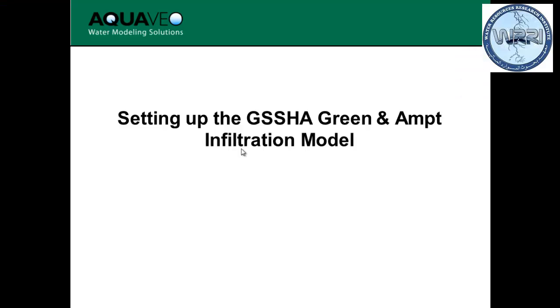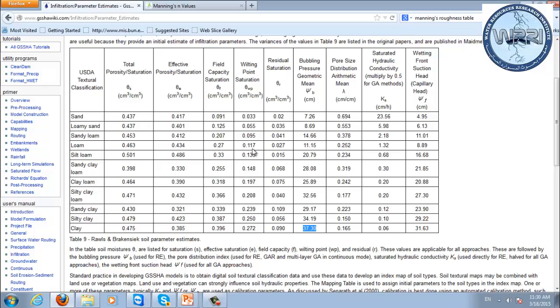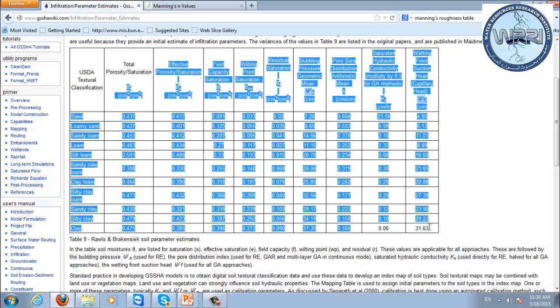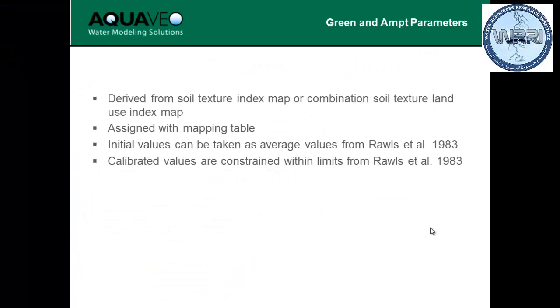So GSHA uses a model called the Green and Ampt infiltration model. We've already talked about a lot of this, but basically the way this works is you define all of your parameters using the data that's on the GSHA wiki. This table here has the Green and Ampt parameters that you're going to use. These parameters were taken from a study done by Rawls, who published a paper in 1983, and we took the values from his paper.